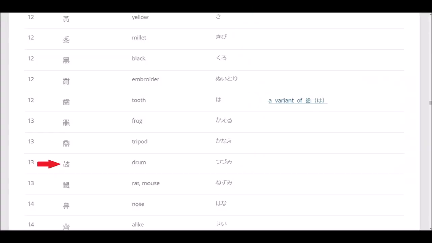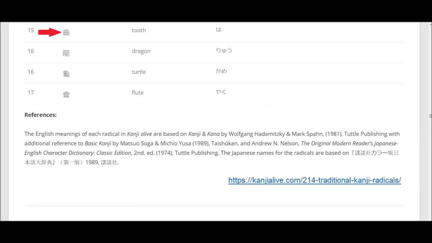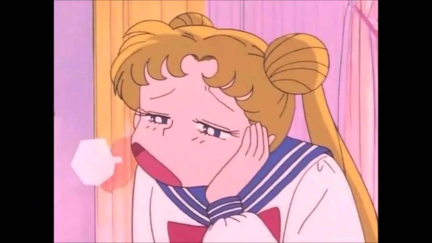Tsuzumi, drum. Nezumi, rat or mouse. Hana, nose. Sei, alike. And here's the end of it. We've got for 15 brushstrokes, ha, tooth, again, another variant of the other one. Ryu, which is dragon. Kame, turtle. And yaku, which is a flute. Oh my god, my throat is so sore from going through all of those.